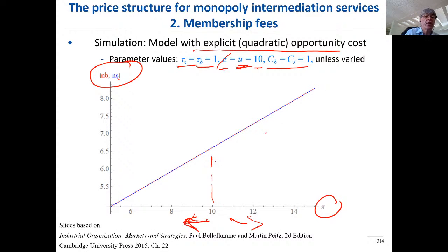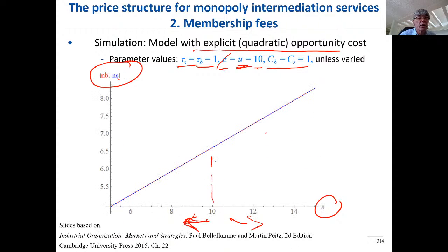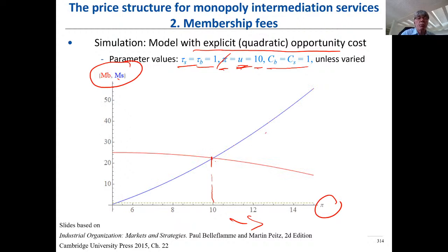And what you might be rather surprised to see is that the number of buyers and sellers is always the same. So the platform adjusts its membership fees in a way that the numbers of buyers and sellers are just the same. And of course, if the platform becomes more valuable for the sellers in terms of an increase in pi, because each buyer now becomes more valuable, you will have more people on the platform.